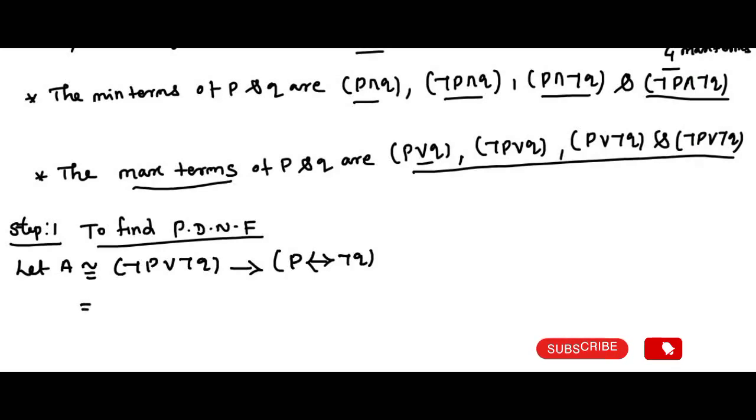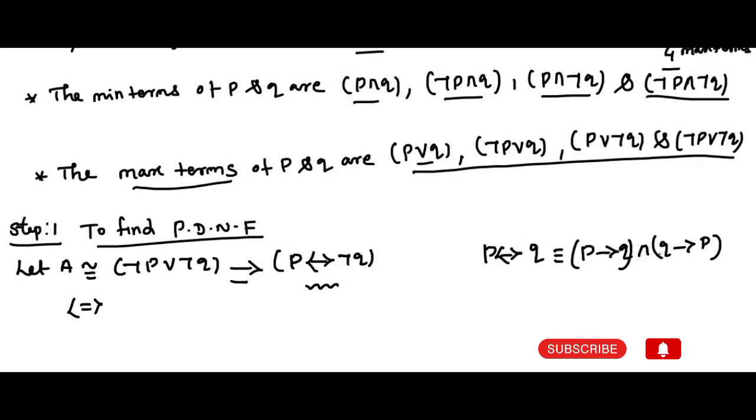Okay, coming to our expression, here we have one symbol, and here also we have another symbol, right? So first I am going to eliminate this symbol by using double equivalent law. What is double equivalent law? P if and only if Q is equal to P then Q and Q then P. So using double equivalent law, I am going to remove this symbol.